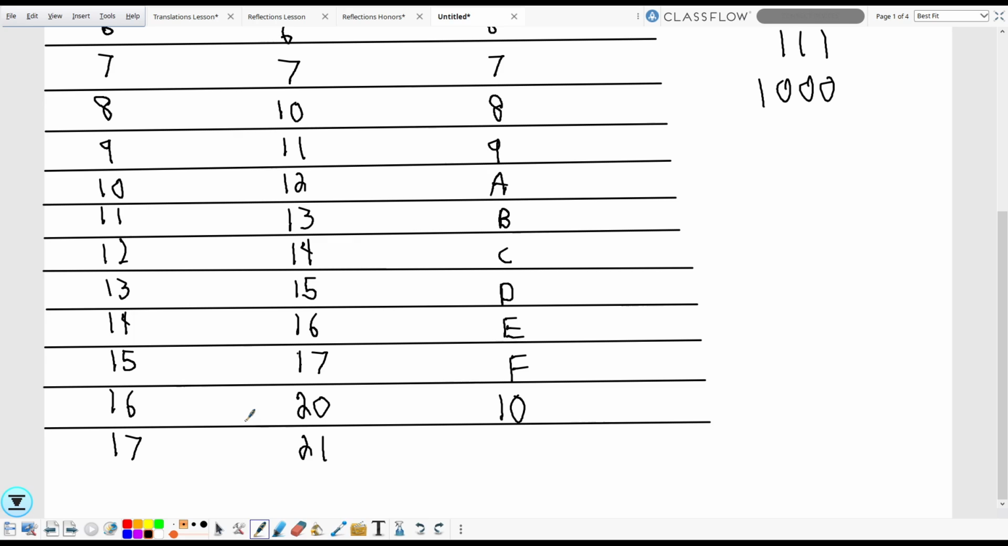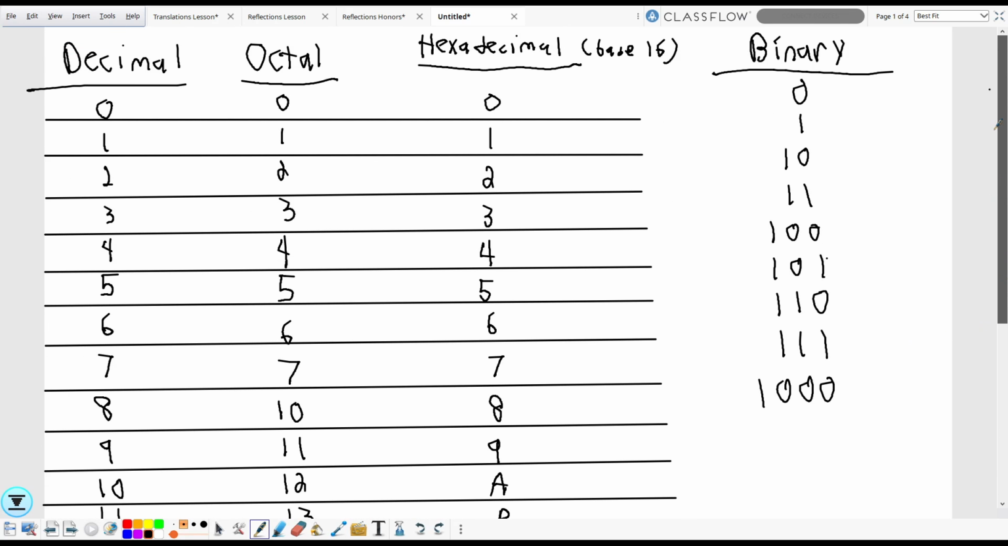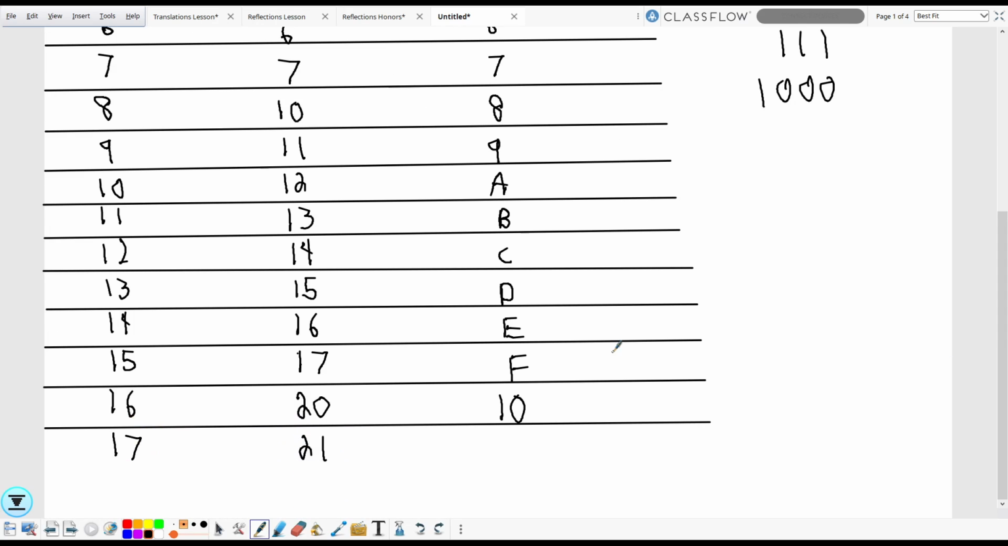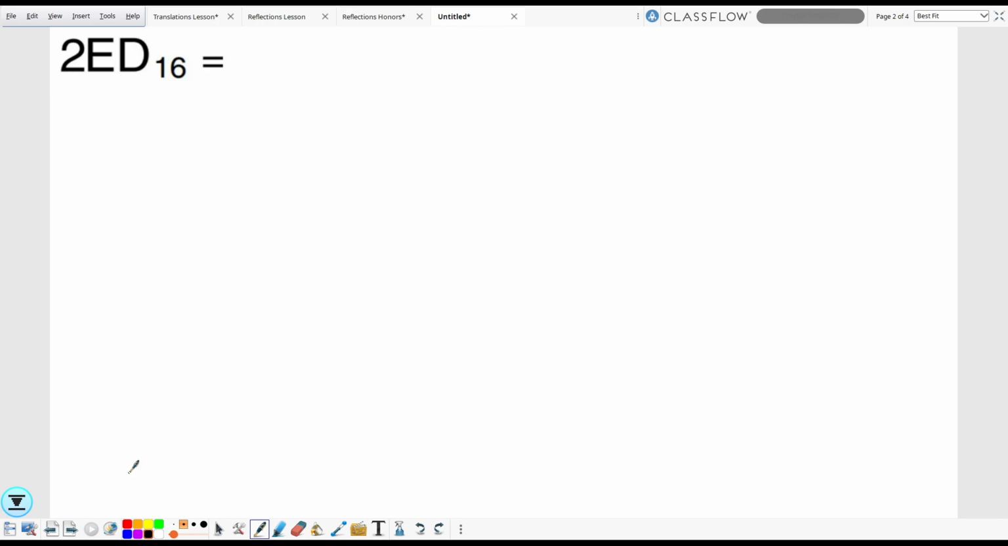So we only jump to the 10 after counting up to 15. A little freaky, a little weird to get your head around at first, but I promise it's really not that bad. Let's try out a problem. So we have this hexadecimal number. What does it look like in our number system?